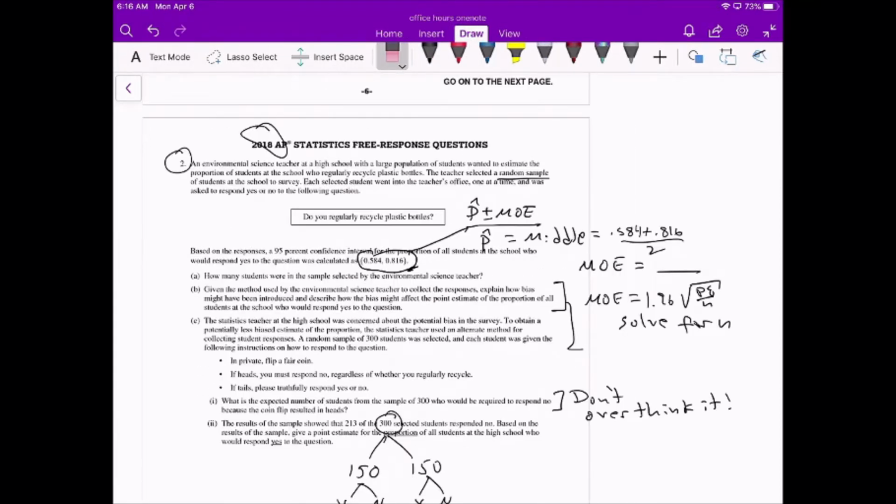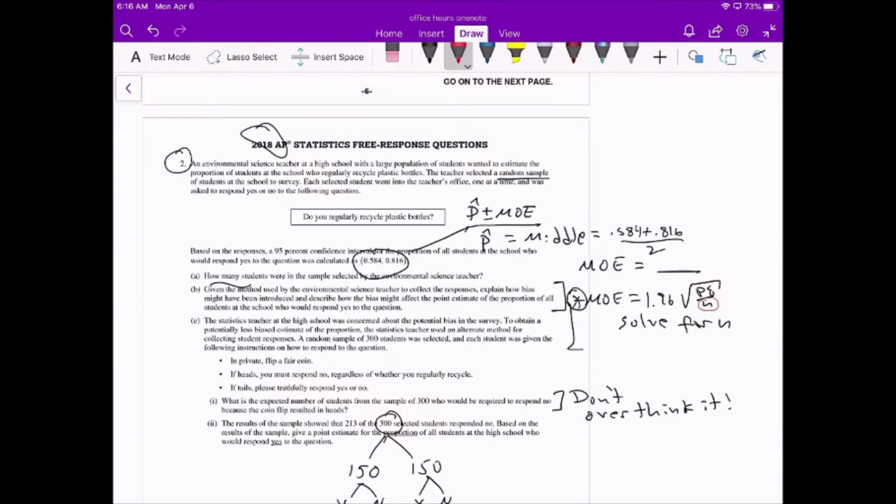All right, 2018 question number 2. We're kind of working backwards with this question. They gave you the interval, and then they're asking you some things about it. The p hat, so we want how many students were in the interval. On your green sheet, there's an example where if you know the margin of error, you can back into n.